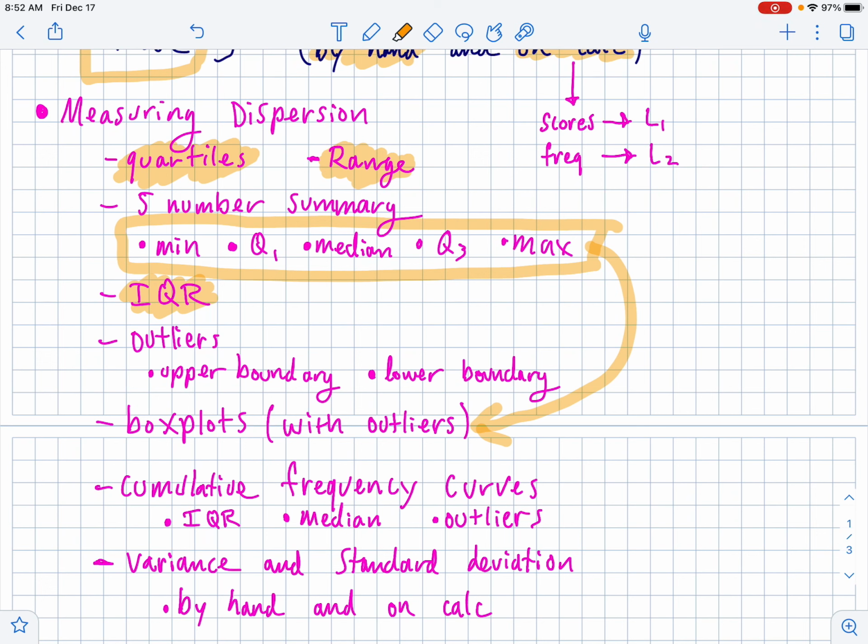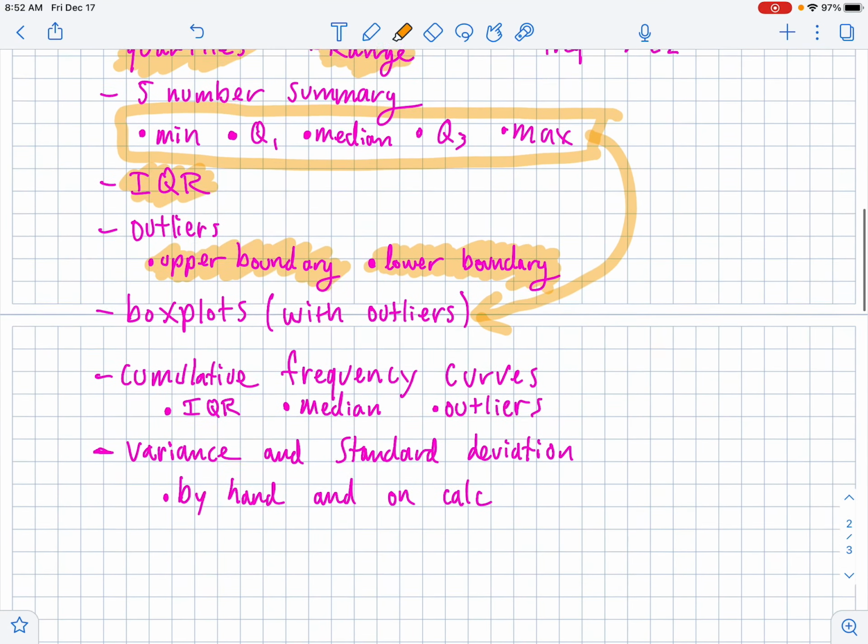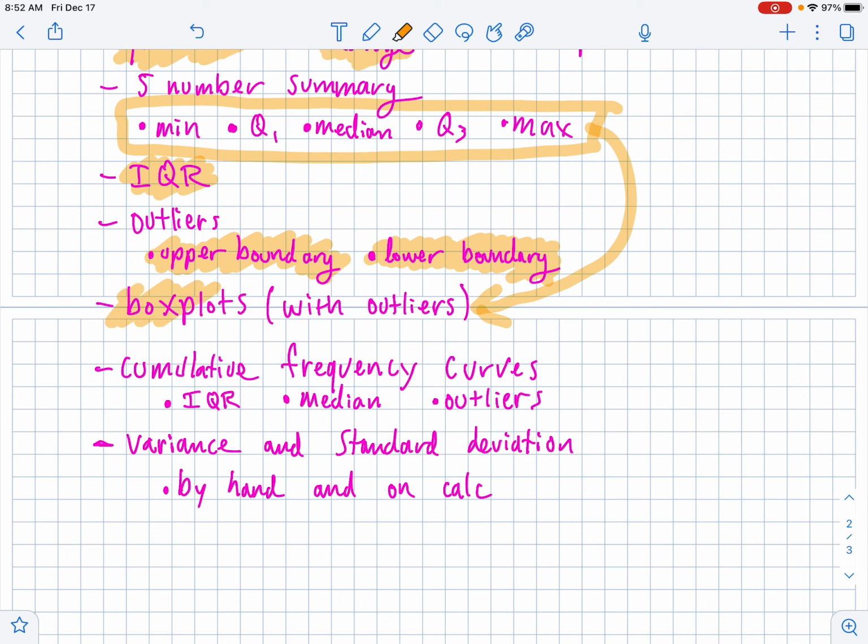Know how to find the interquartile range, Q3 minus Q1, and know how to check for outliers by checking the upper boundary and the lower boundary. I think these are sometimes called the fences as well, the upper fence and the lower fence. Remember, any data piece above the upper boundary or below the lower boundary is an outlier. Know how to make a box plot. Remember, your box plots with outliers need to have an asterisk on the outliers.